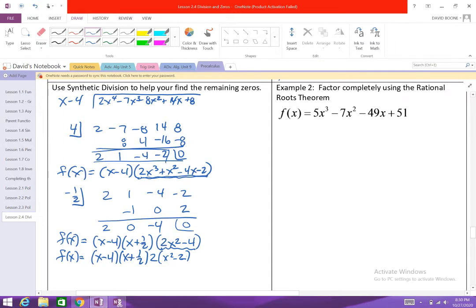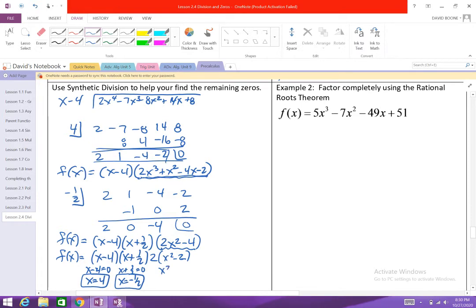If I'm looking for all the other factors, I know this here, if I set these pieces all equal to 0, I know x minus 4 equals 0, so that gives me a 0 of 4. Set this x plus 1/2 equal to 0. X equals -1/2 is one of the factors. 2, I don't worry about. I don't set that equal to 0.